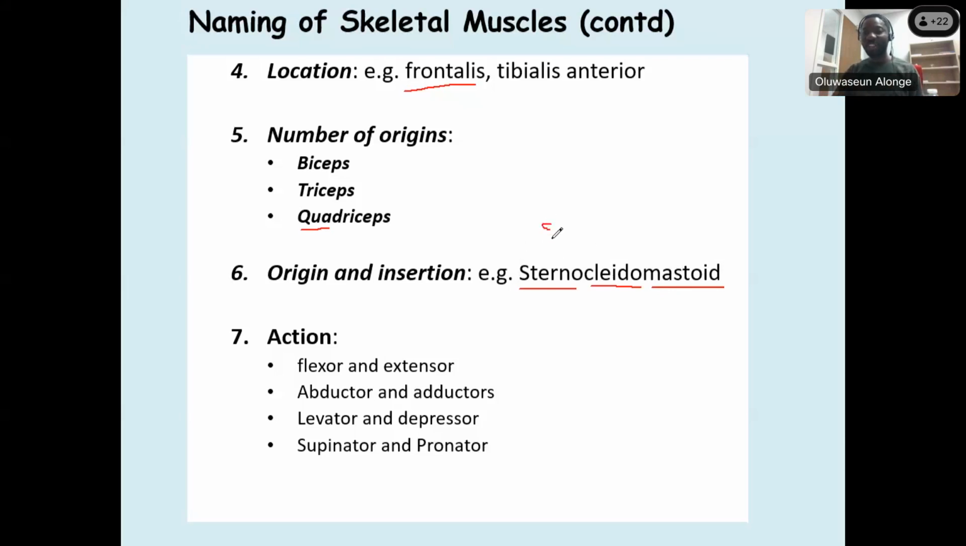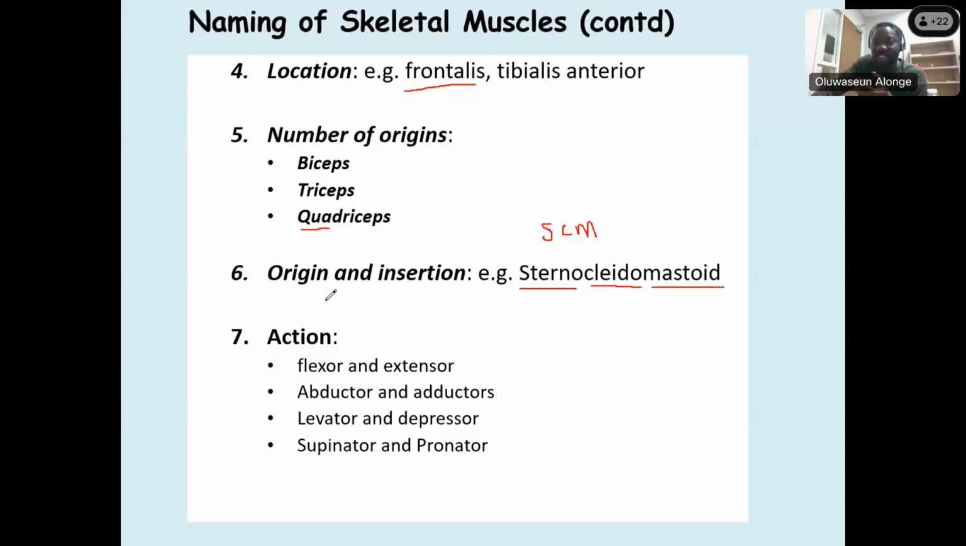So we call it SCM. You just call it SCM most of the time when we are talking about it in the lab, but it's the sternocleidomastoid muscle. That means the muscle originates from the sternum. So it actually has two origins. It originates from the sternum and the clavicle, and then it is inserted into the mastoid process of the temporal bone. So its origin is on the sternum and clavicle, and the insertion is in the mastoid process of the temporal bone.